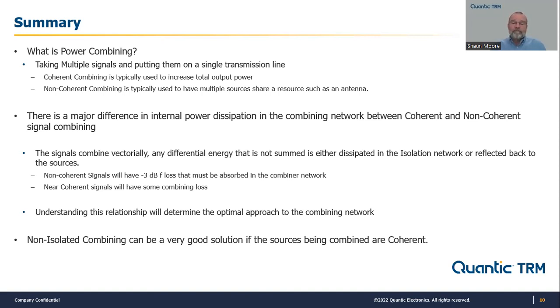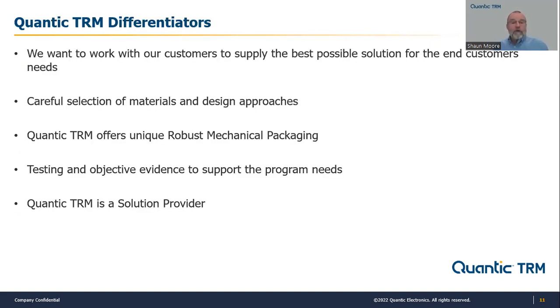Well, that makes sense. Could you share a little bit about the key Quantic TRM differentiators? Sure, absolutely. The key differentiator I want to leave you with is that we want to work with you to make sure you get the best solution for your needs. That is what we do here at Quantic TRM and where we thrive. We like to listen to our customers, find out what it is they're doing, and from there we tailor our response and the way we build the network specifically for your needs.